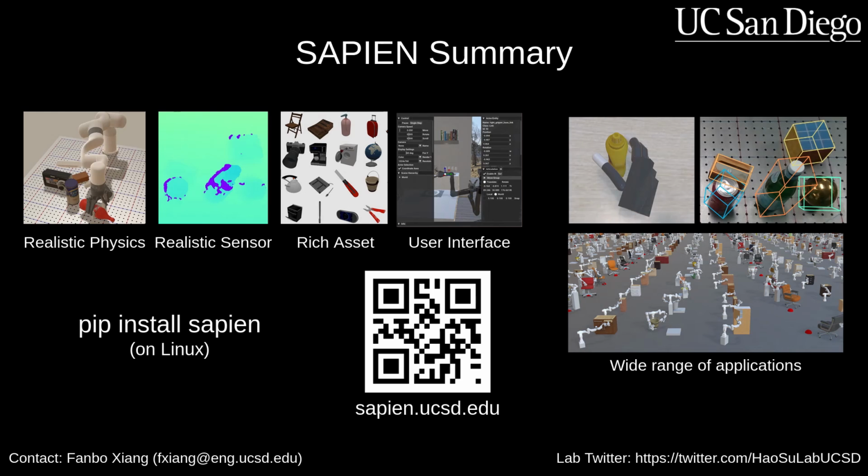To summarize, Sapien supports realistic physics and sensor simulation, provides rich assets and convenient interfaces. It enables many downstream applications. You can try out Sapien with pip install sapien on any Linux system.